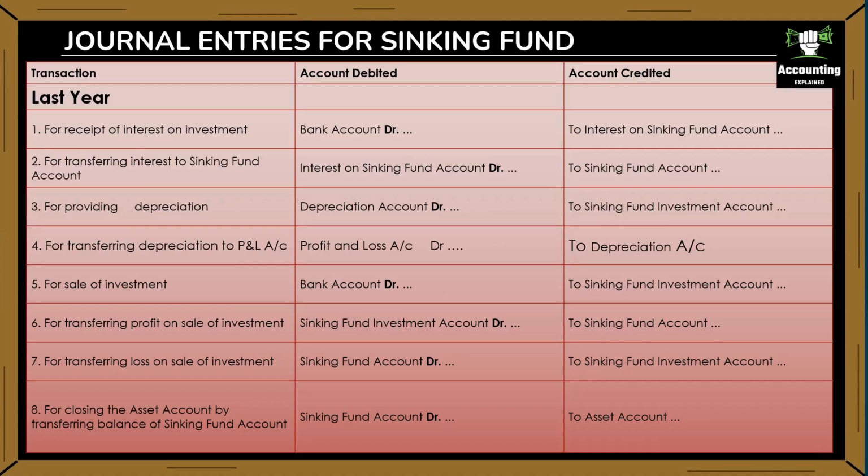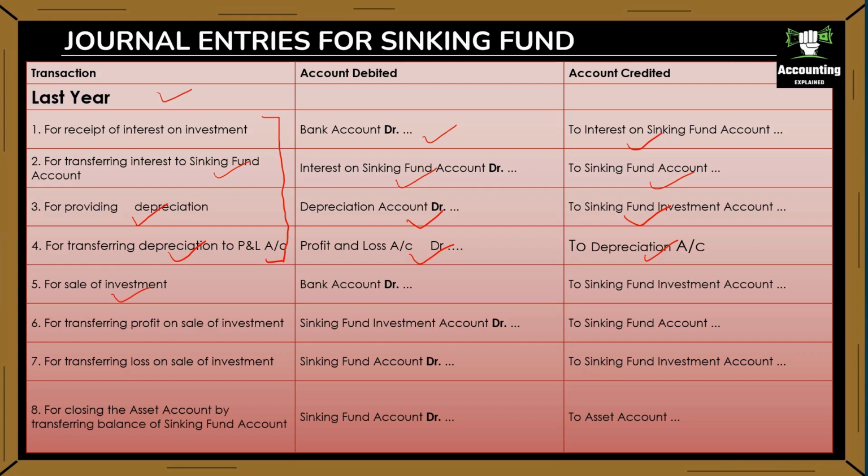The journal entries to be passed for the last year. These four entries will be same as we have passed from the first year till the year before the last year. For receipt of interest on investment, bank account debit to interest on sinking fund account, and for transferring interest to sinking fund account, interest on sinking fund account debit to sinking fund account. For providing depreciation, depreciation account debit to sinking fund investment account. For transferring depreciation to P&L account debit to depreciation account. These entries we have already seen.